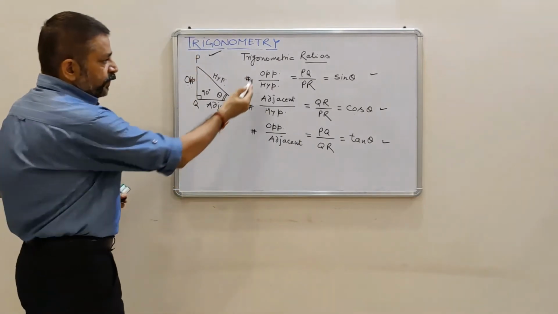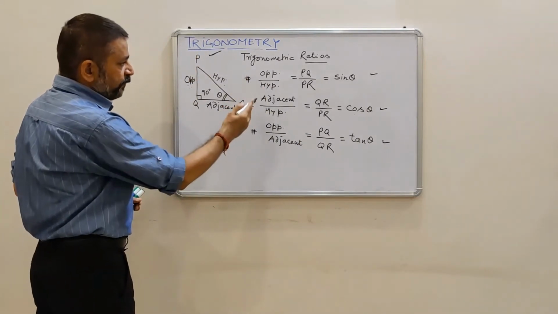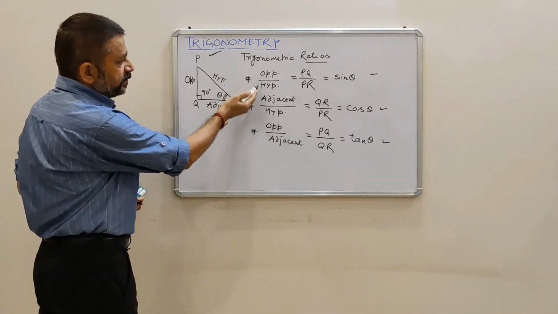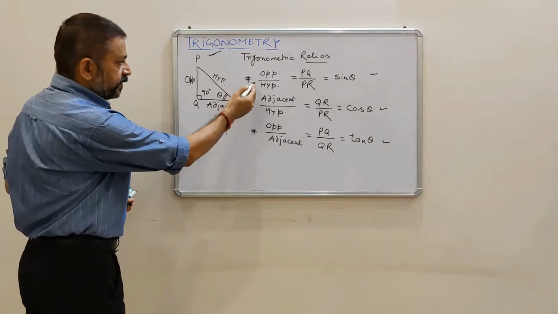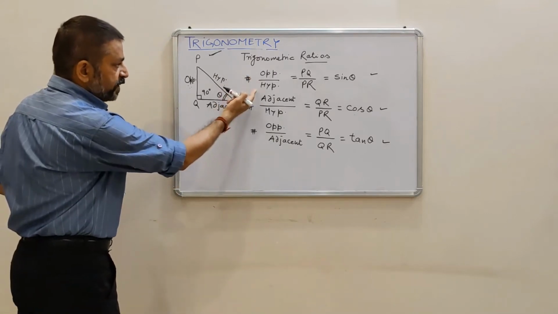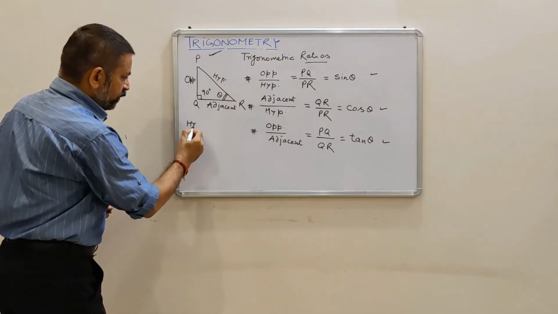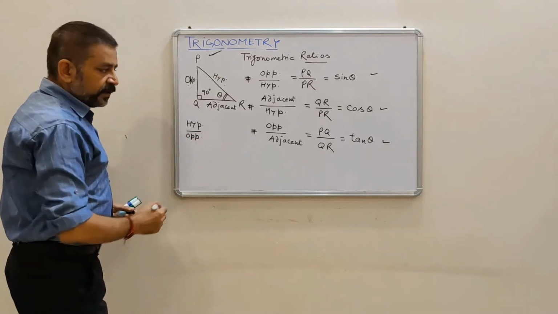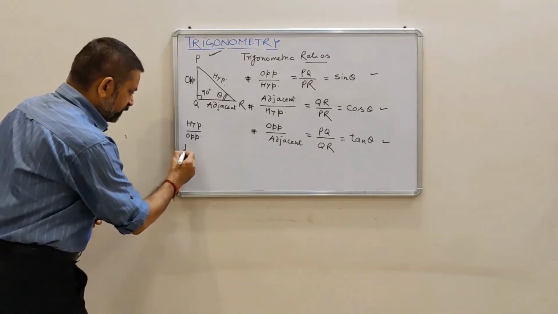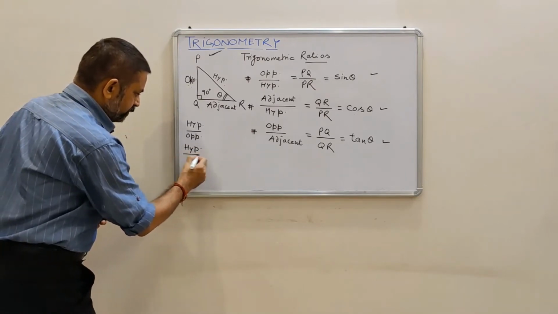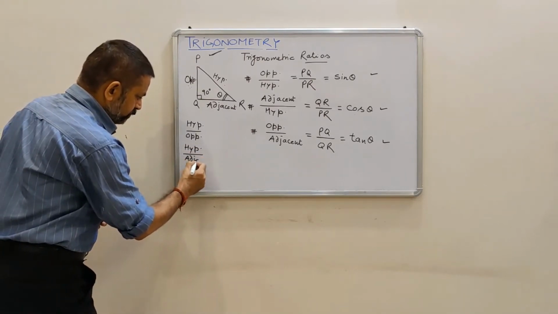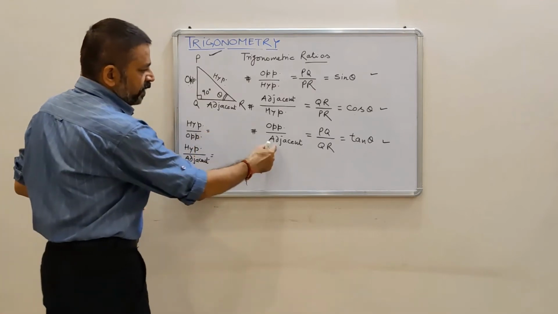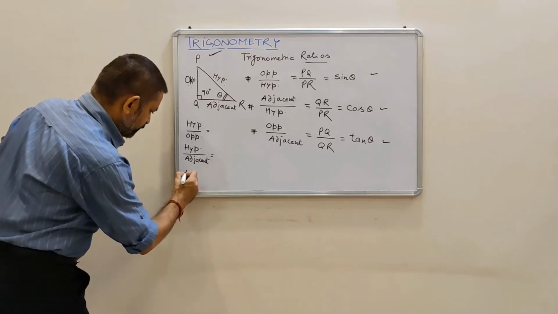Now, if you look at these ratios, we can form 3 more ratios just by reciprocating them. From the first ratio, opposite upon hypotenuse, we can make one more ratio which is hypotenuse upon opposite. The next one will be hypotenuse upon adjacent, and the third one will be adjacent upon opposite.